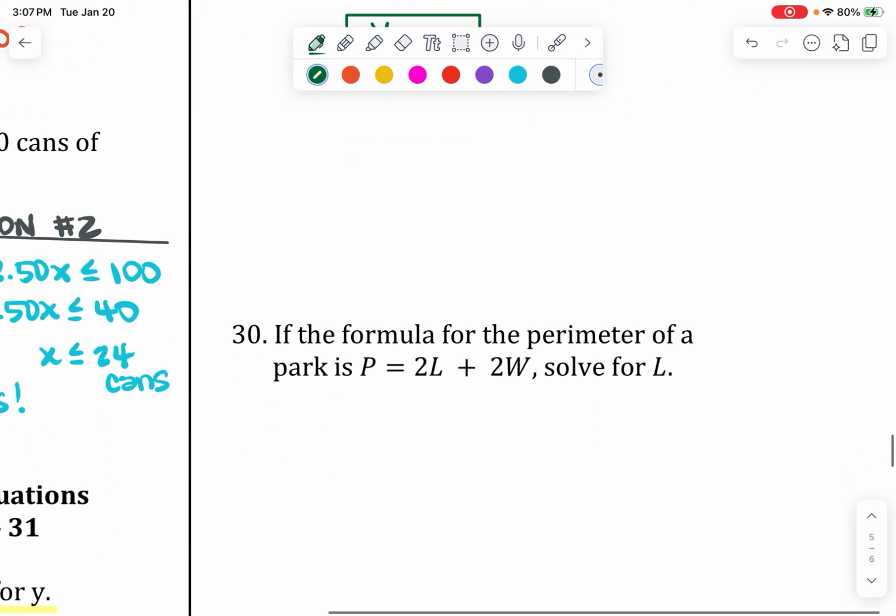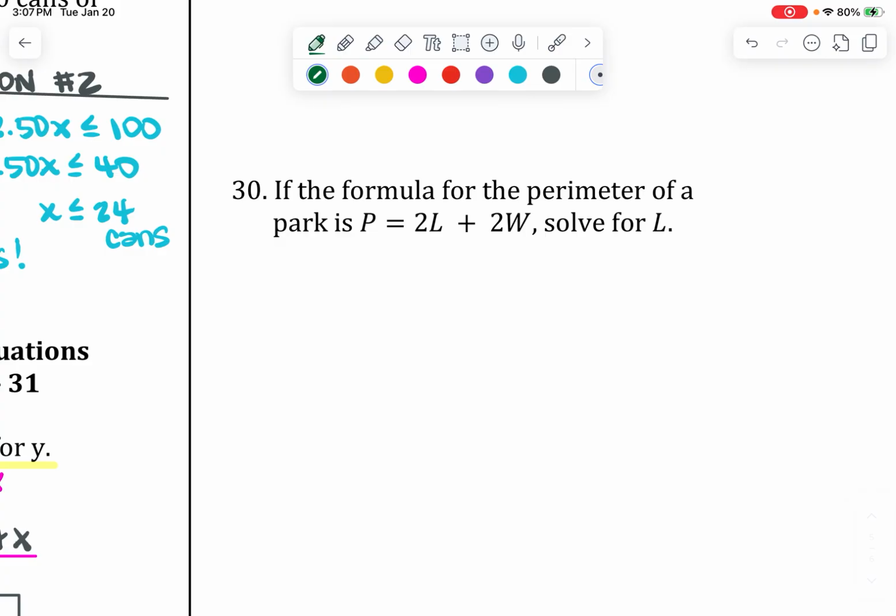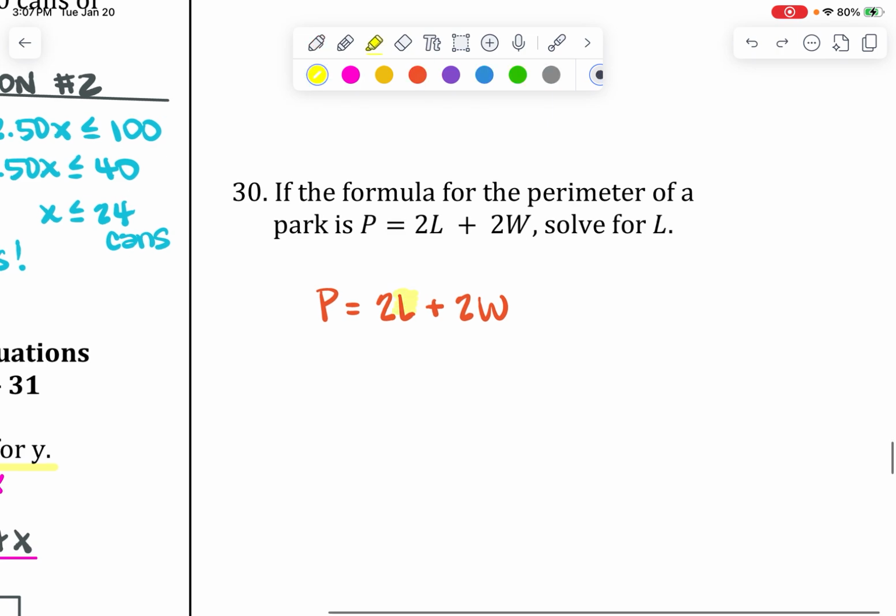All right, number 30. We did this one in our notes and we also did it in our homework. So this one we've actually seen quite often. Right now, this is the perimeter formula for a rectangle, 2 lengths plus 2 widths. Currently, it is solved for P because it says P equals, but they want us to solve for L.